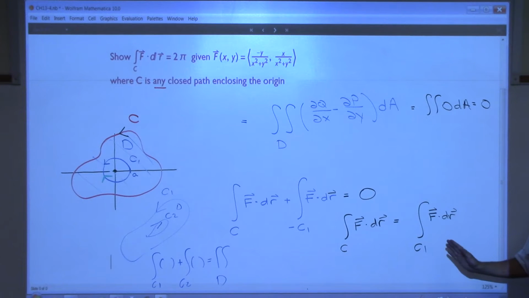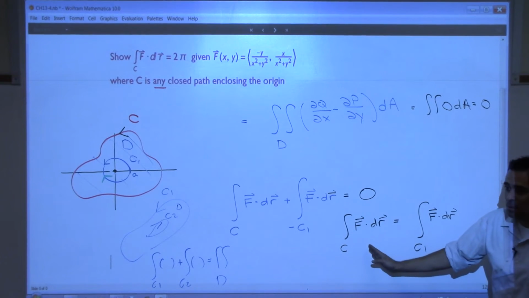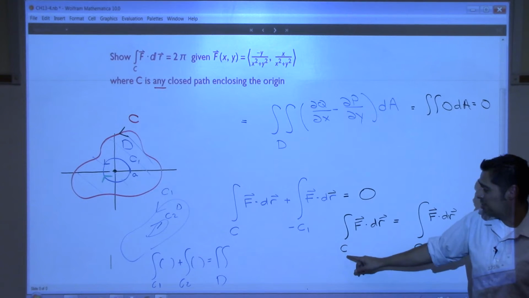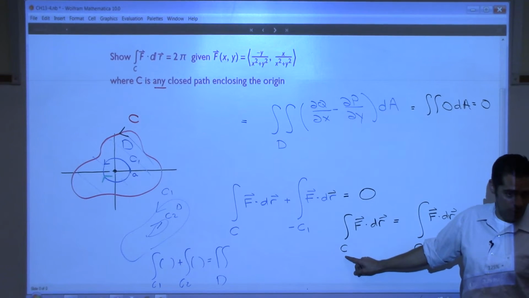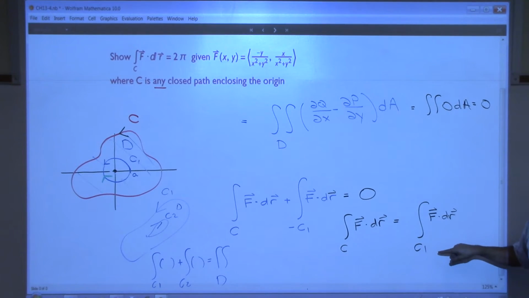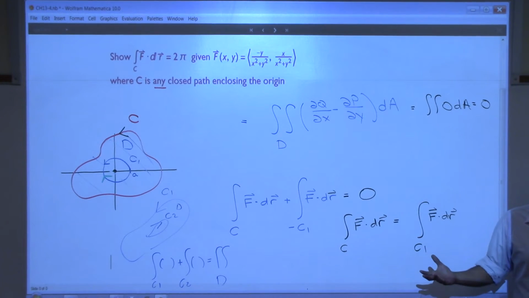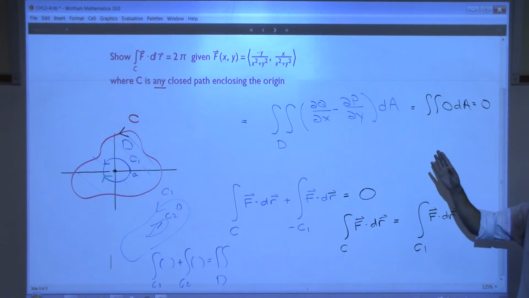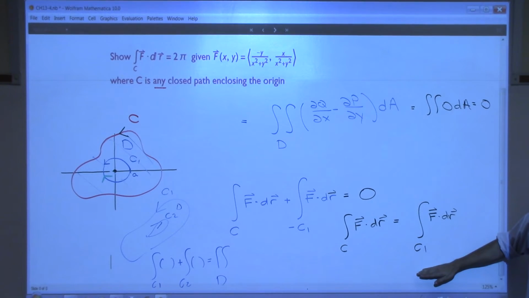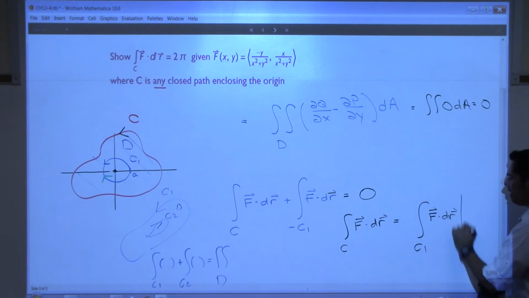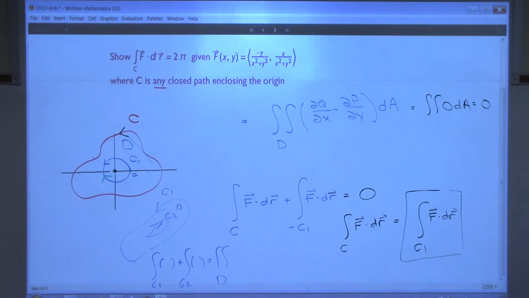Yeah? So what is this telling me? If I want to know this line integral over some arbitrary C, which I never told you what it was, it's the same as the one over C1. But that was just a little circle. Now, it only works for this particular vector field. This is not a general conclusion that we're drawing. It's for this particular vector field we're able to do this. And so I think we might be able to do that pretty easily. Let's see if we can actually do this one.